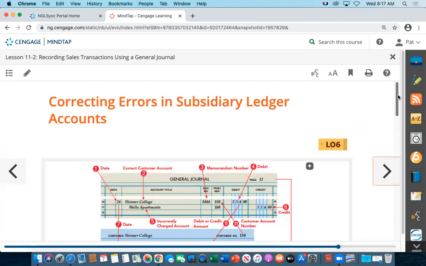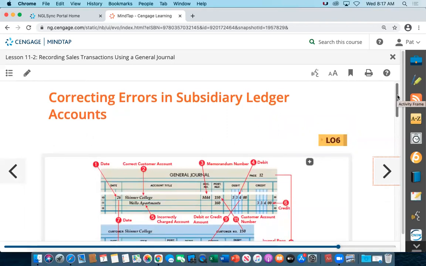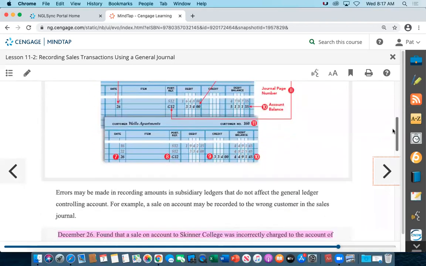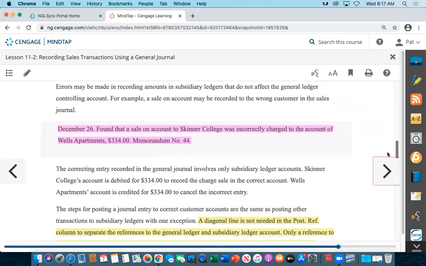And now we have one entry called correcting. So we'll do the credit memorandum on a return. We'll post it. And then there's also a correcting entry. So what is a correcting entry? Errors can be made in recording a variety of different things. They talk about subsidiary ledgers, general ledgers.